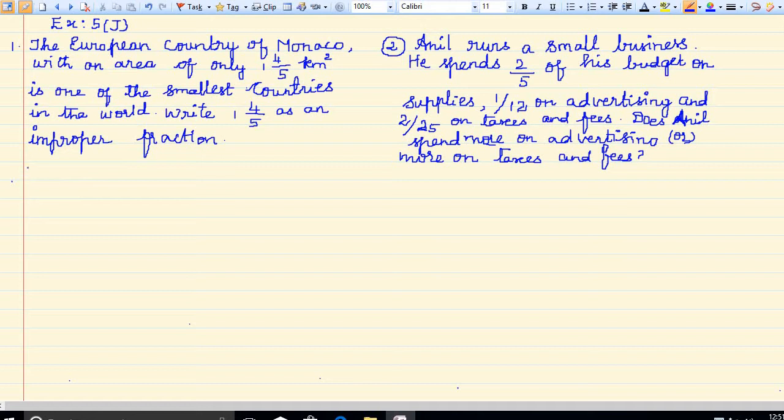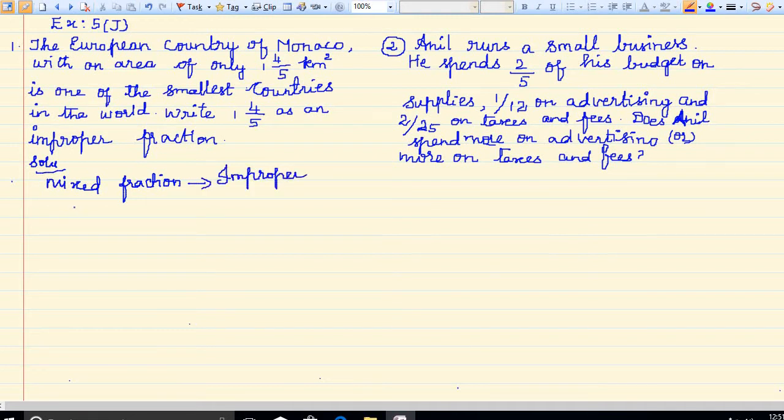Now, what are they saying here? A Monaco country, that area they have given in mixed fraction. I am going to change this mixed fraction into improper. That is the only thing I have to do here. So listen, solution, mixed. How am I going to change this mixed fraction into improper? Mixed into improper I am changing.